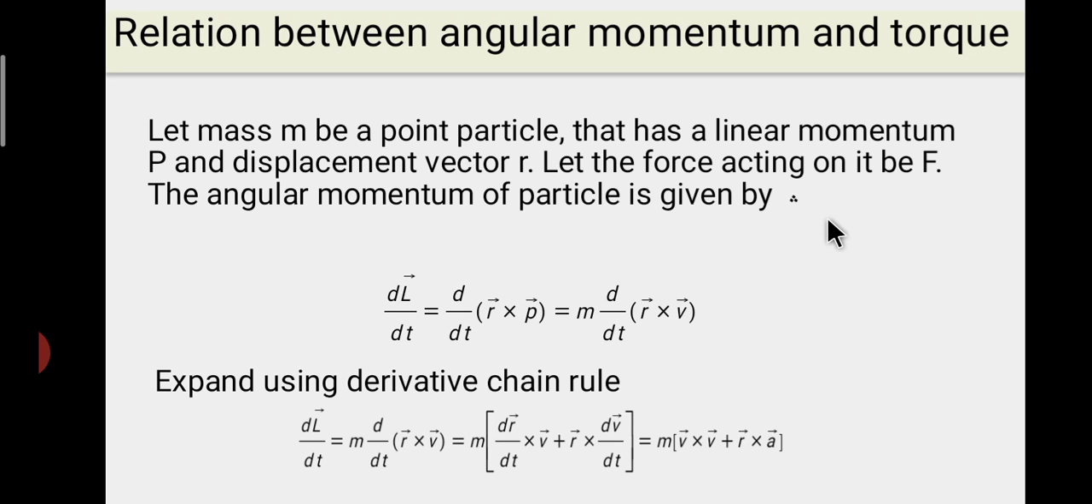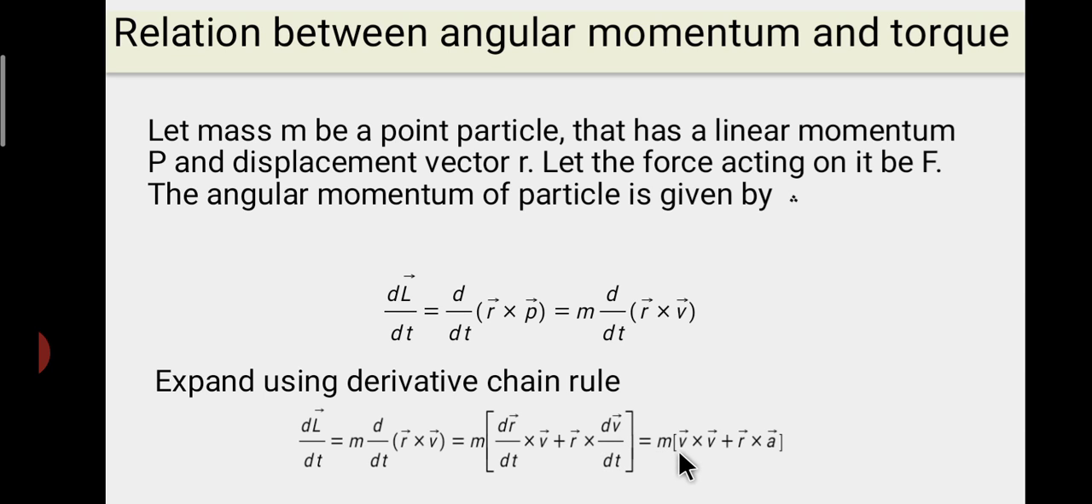Now let's see how angular momentum and torque are related. Let the mass m be a point particle that has a linear momentum p and displacement vector r, and let the force acting on it be F. The derivative of angular momentum, dL/dt, is the derivative of r vector cross p vector, and we can define linear momentum of a particle as m times v. Therefore we can write m times the derivative of r cross v. Using the product rule, we can write this as m times (derivative of r cross v plus r cross derivative of v).